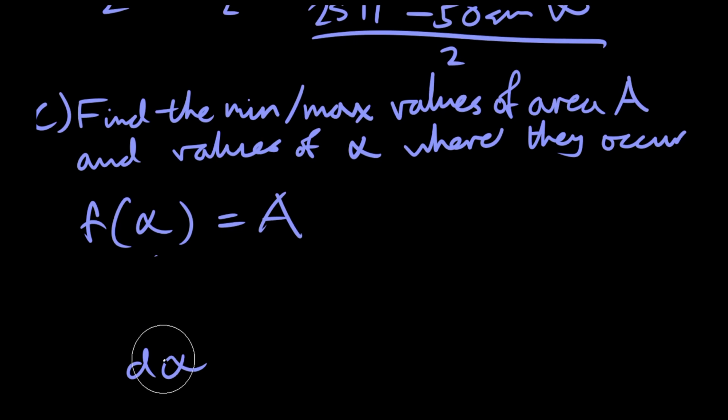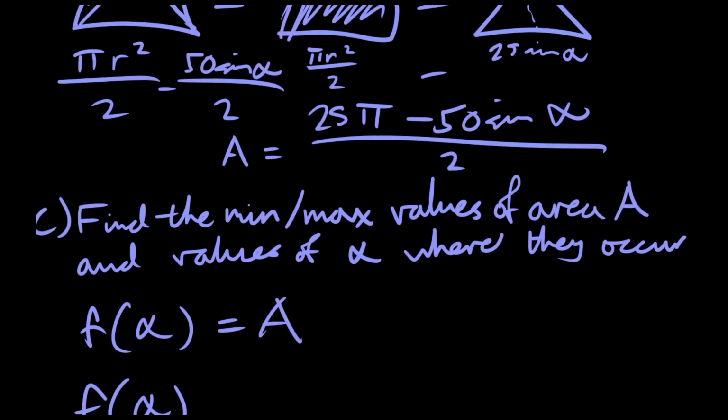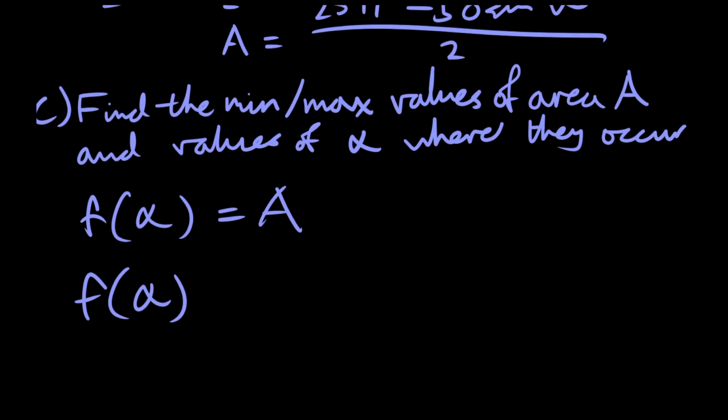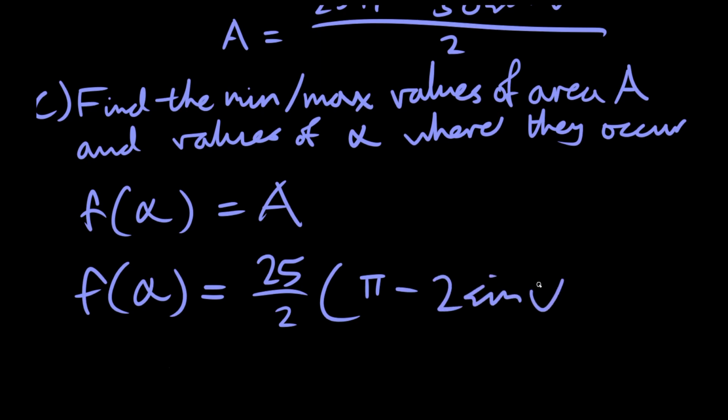But first, let's write out the function. Our function of alpha is going to be this. This is our area formula, right? Because we're looking for the shaded value. So I'm going to write this, also factoring out the 25 and the 2. So I'll get 25 over 2 multiplying pi minus 2 sine alpha. Of course, I did this because I'm going to be setting this equal to 0 after I derive it.